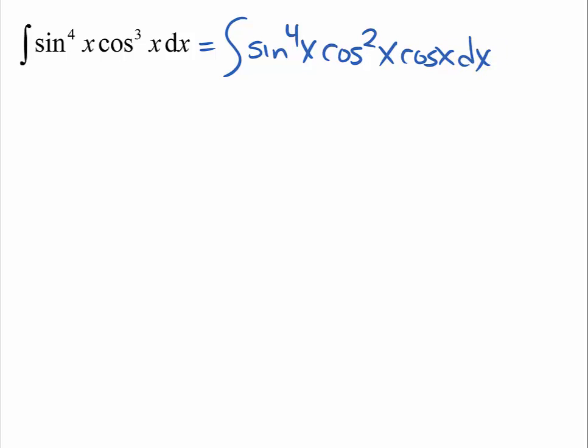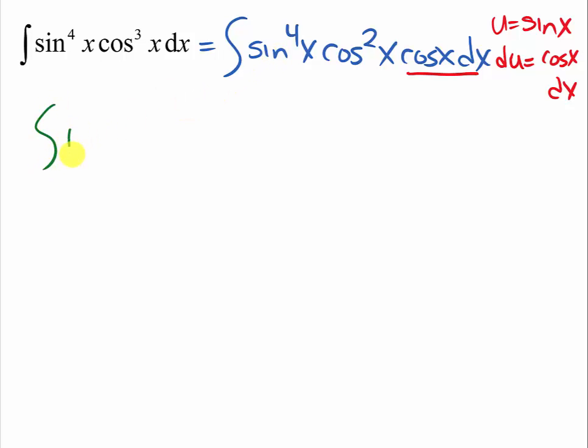As I look at this one, I see the product of trig functions, so I'm hoping that at least one of these is odd, and it is. So I'm going to express this as sine to the 4th x cosine squared x and split off a cosine x dx. That way I can do u substitution and let u be sine x, and then my du is cosine x dx, and I've got that right there. So I can go ahead and do the substitution.